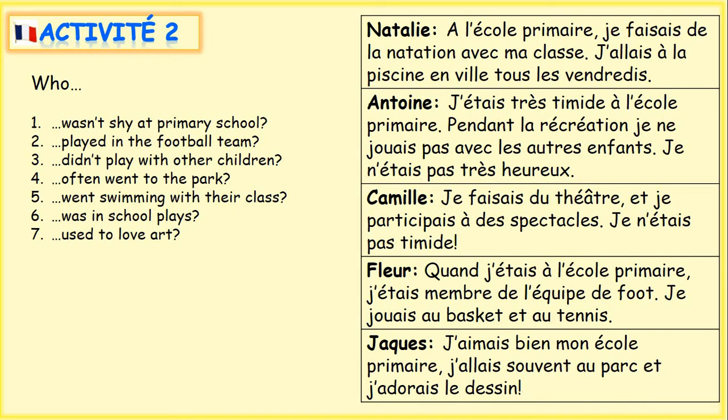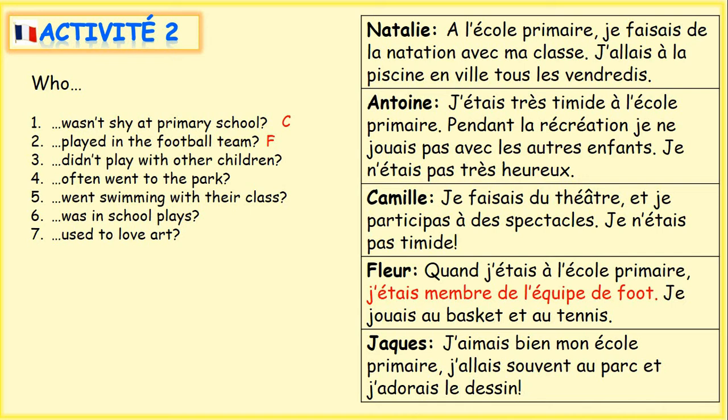Okay, so who wasn't shy at primary school? It's Camille. I've not written out the whole of her name, but you'll notice here she says je n'étais pas timide. N'était pas is the negative, you've got the ne and the pas, and the word timide means shy. Who played in the football team? And that is Fleur. J'étais membre de l'équipe de foot. And the key words that you would have been looking for there would have been football and team.